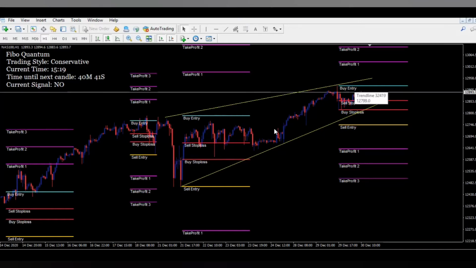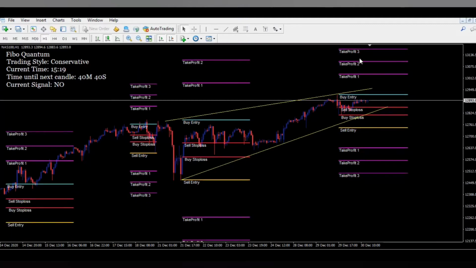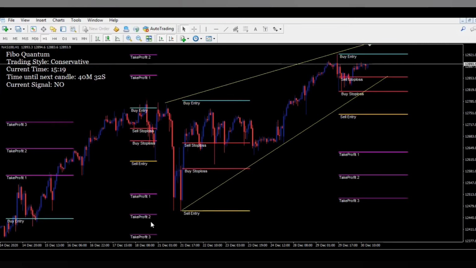So I incorporate trend lines such as these. If there's a breakout to the top side, then I definitely take that. If there's a breakout to the bottom side, I definitely take that. So how do you go about that?